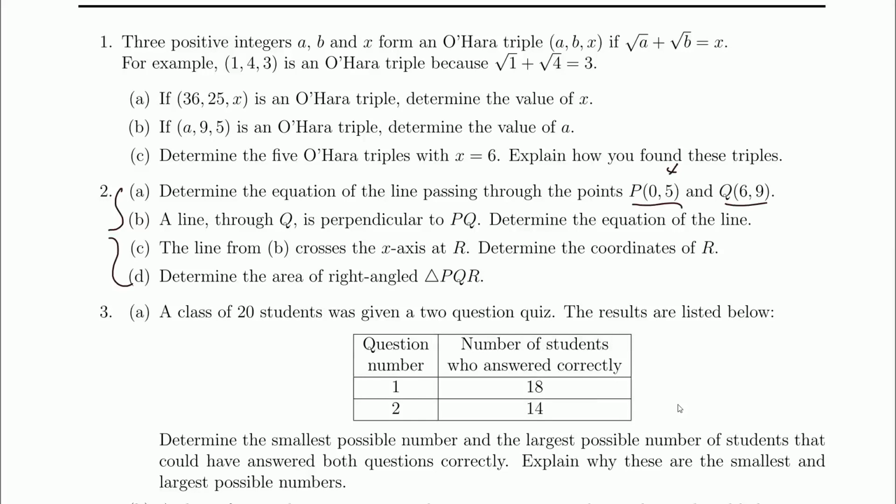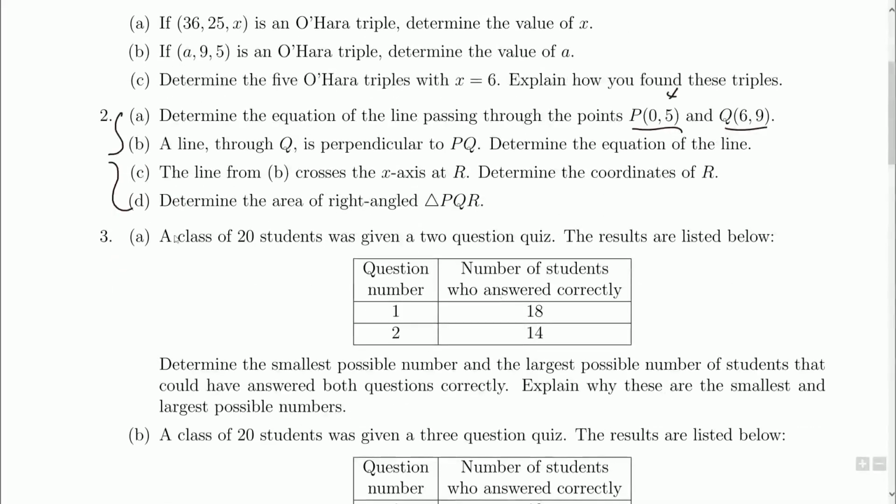Now there's 4 parts. I'd kind of like to see where they're going in case I can deduce things along the way. B. A line through Q is perpendicular to PQ. Determine the equation of the line. Alright, well we've got a point on it, that's Q, and we have to understand the relationship between perpendicular lines. Their slopes are negative reciprocals. That's not going to be that bad.